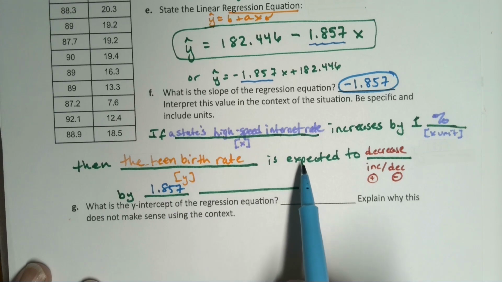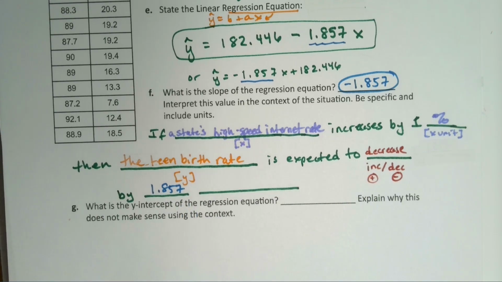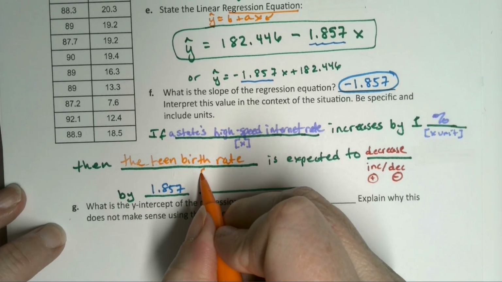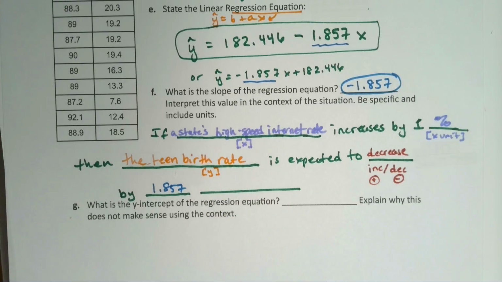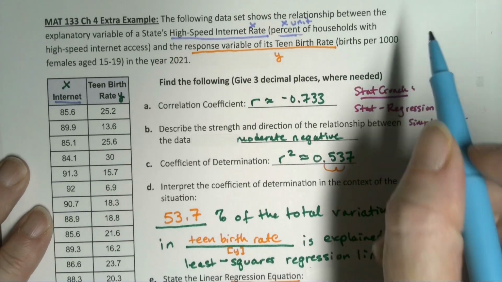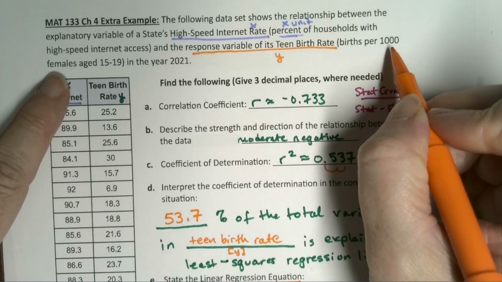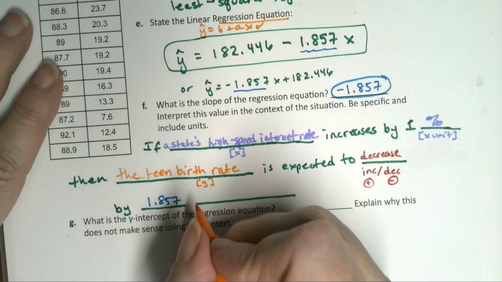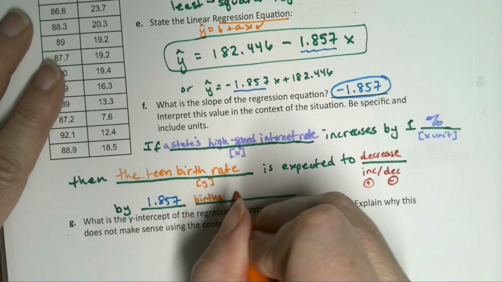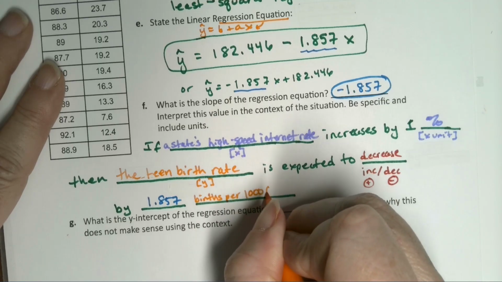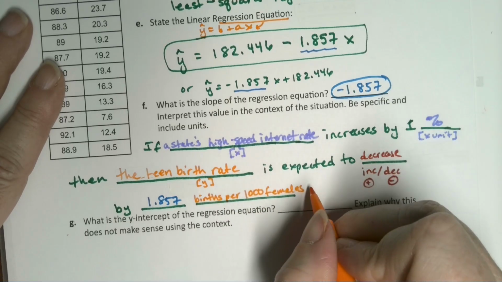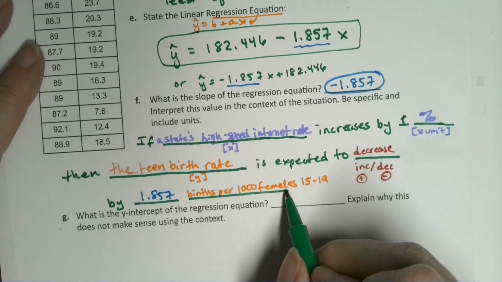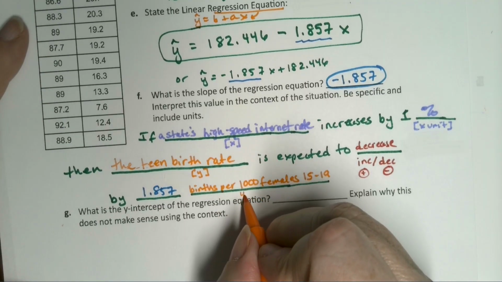So then the teen birth rate is expected to decrease by 1.857 because that's your slope number, right? So 1.857, and then what? Well, the unit on this one's a little bit more. So we go back up. The unit is right here. It's births per 1,000 females. So this is the Y unit. So we'll write that in. Births per 1,000 females. These are teens, so females aged 15 to 19. Right, so that's our Y unit right there.